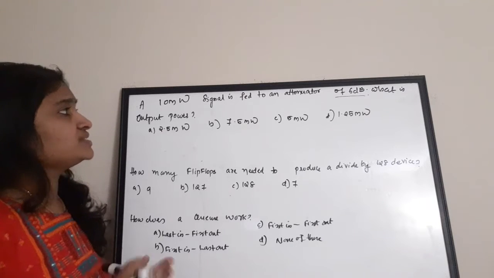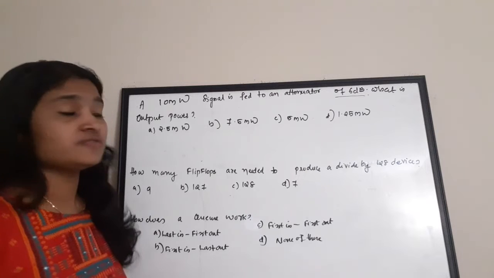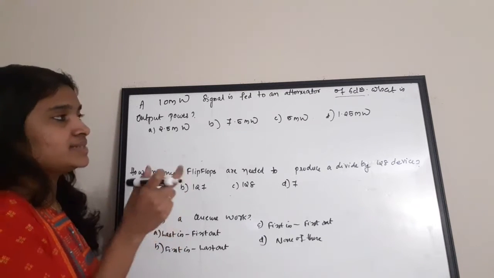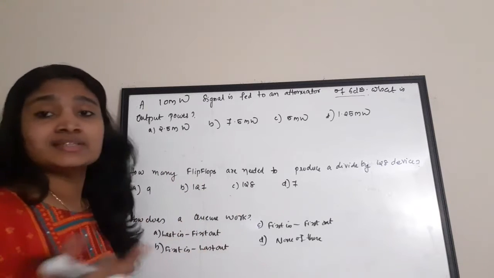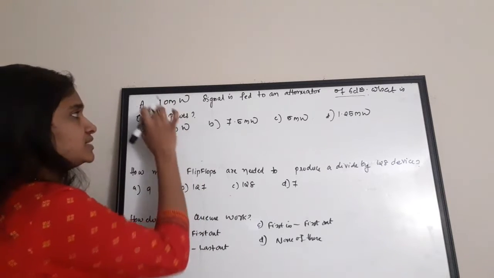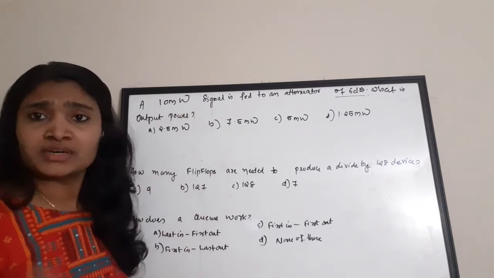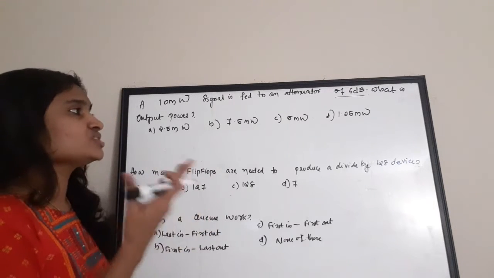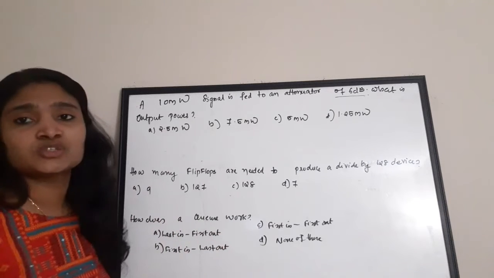A 10 milliwatt signal is fed to an attenuator of 6 dB gain. Okay, what is the output power? That is, the attenuator has a value of 6 dB, the input signal power is 10 milliwatt. What is your output signal power? Now, if you have to face such type of question, I'll give you a simple trick to answer these type of questions.